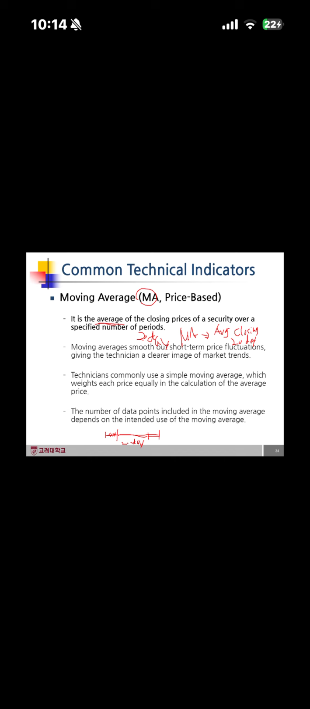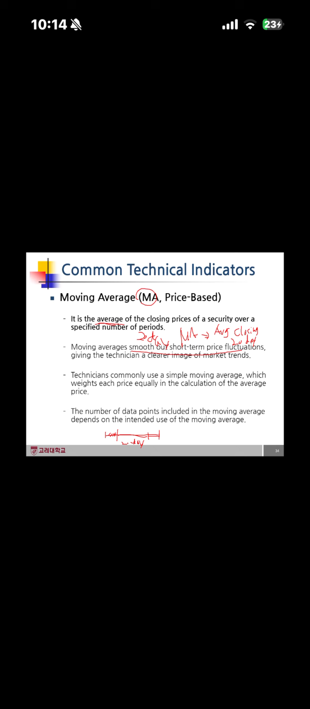And the key purpose of the moving average is to smooth out short-term price fluctuations. Stock prices often move up and down daily due to random news, market sentiment, or short-term speculation. And these short-term movements can make it difficult to identify the true trend. So by averaging prices over multiple periods, a moving average provides a clearer picture of the overall direction, the trend of the market.